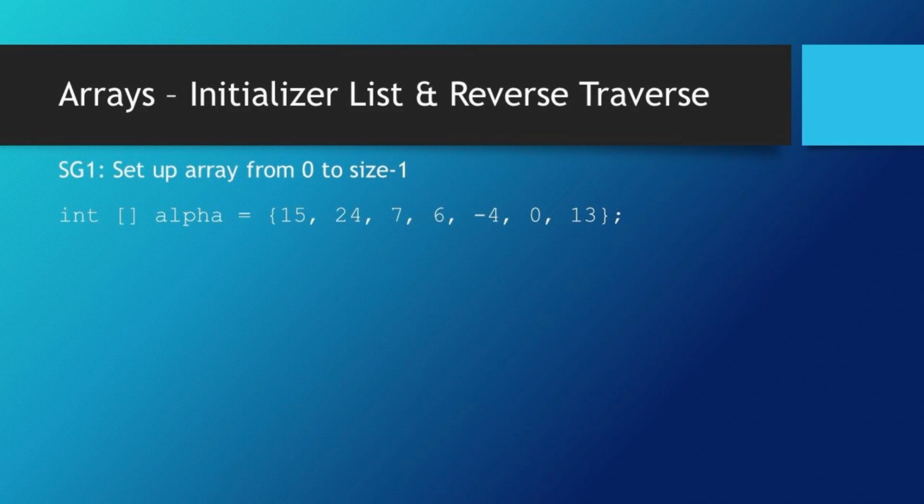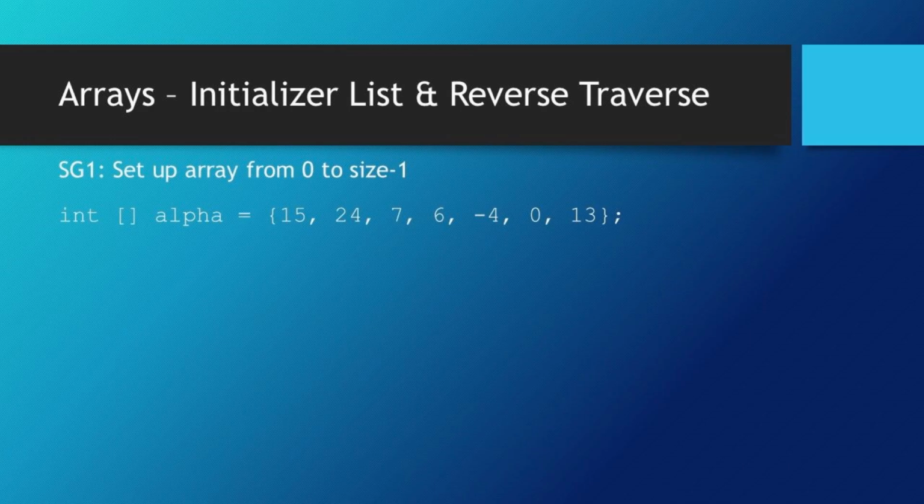In this case, we are given an initializer list for the array, alpha. We have int bracket bracket alpha is equal to open curly brace, a series of numbers separated by commas, closed curly brace, semicolon. The system understands that these are the numbers you want to put into the array, and it will allocate the appropriate size for that array.